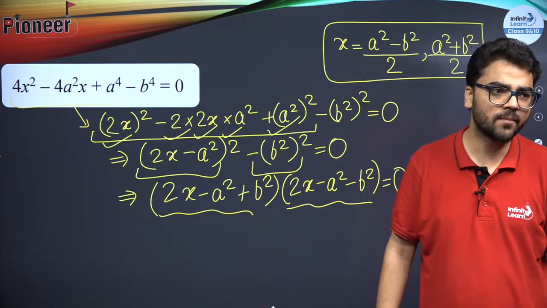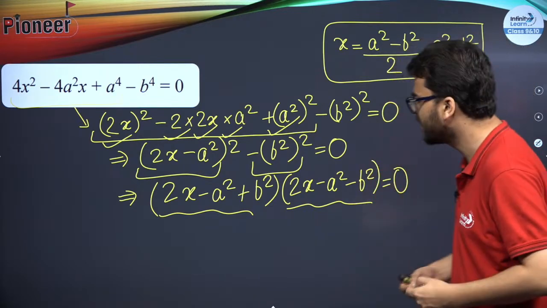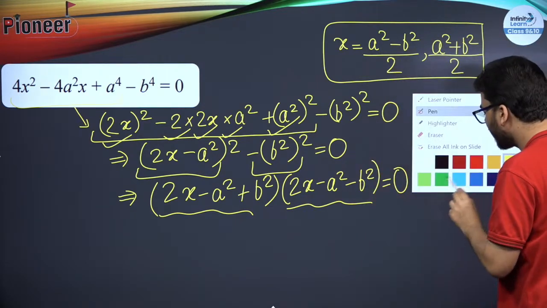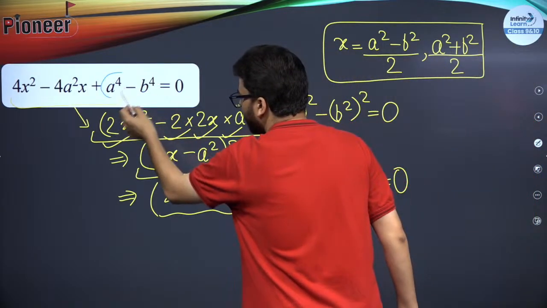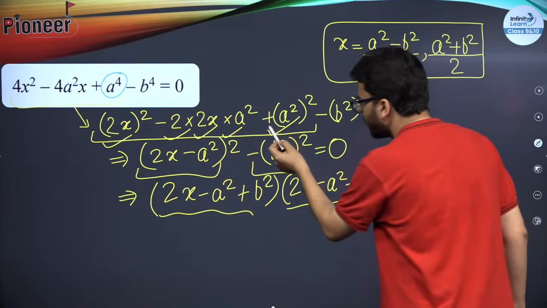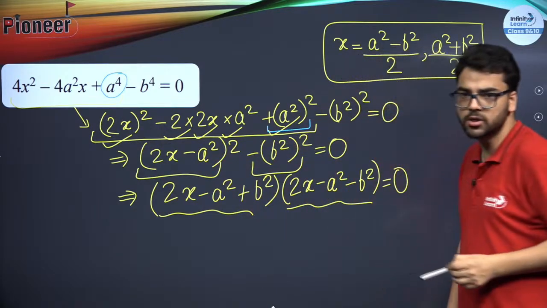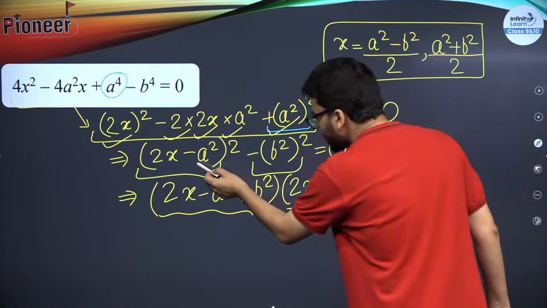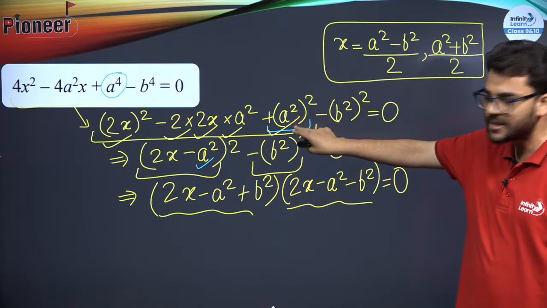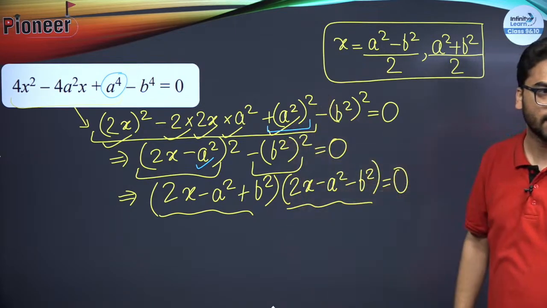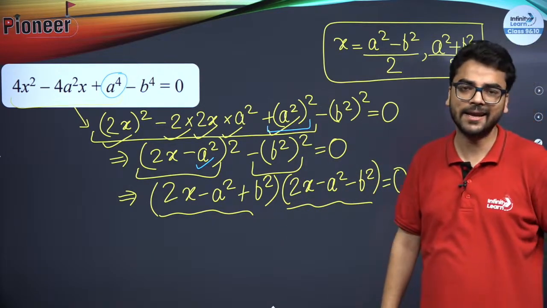Which part is not clear, Manav? Nikleshwar, it is 2x minus a square. No problem, Nikleshwar, I'll explain once again. Because it is a raised to the power 4 over here, it can be written as a square the whole square. So can't we say that a square will come up over here, Nikleshwar? It is not only a square, it is a square the whole square. You got it? Okay, Manav. Nikleshwar, is it clear?